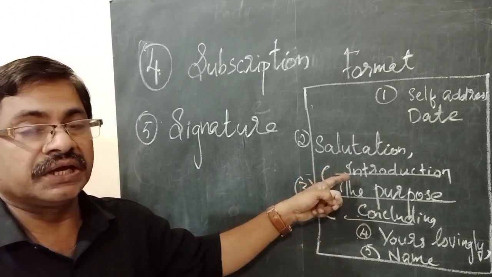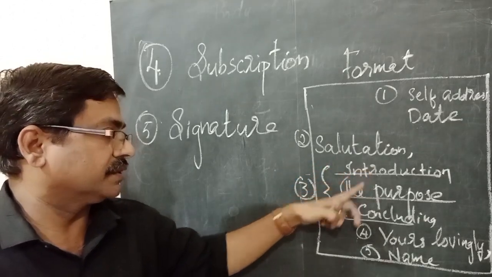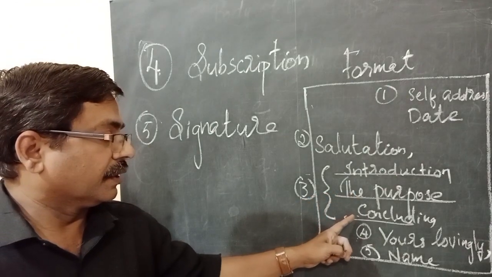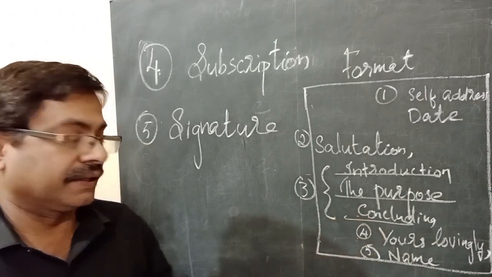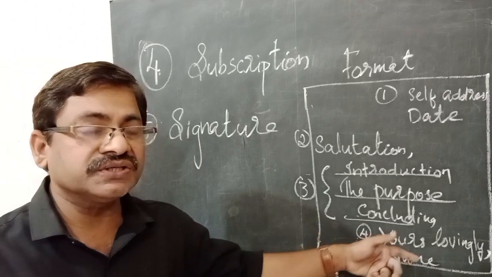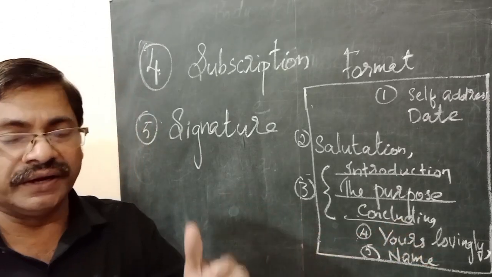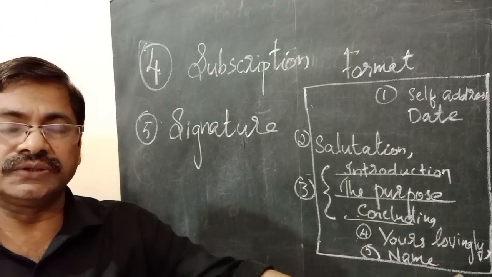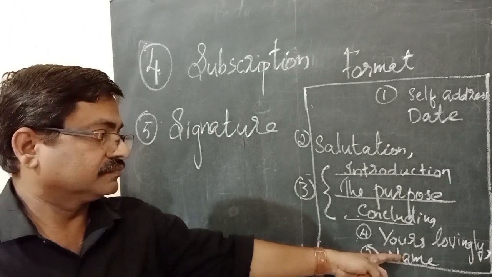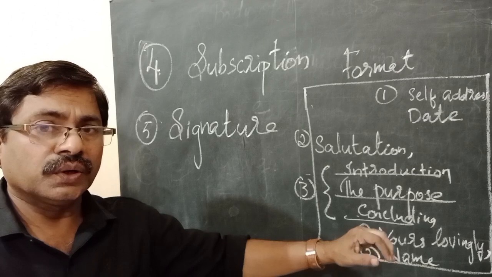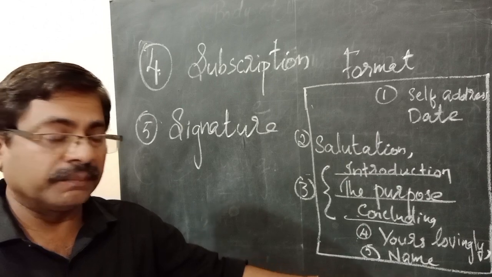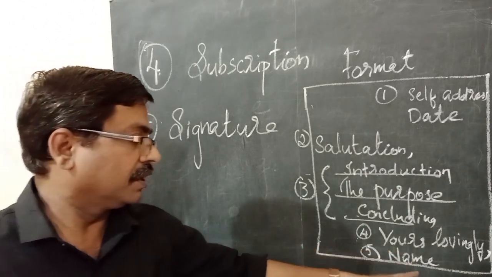Here you have to divide the body of the letter into three paragraphs. The first paragraph is an introductory paragraph or introduction. And the next one is the purpose. And the third paragraph is a concluding paragraph. And then comes the fourth part, subscription: yours lovingly, otherwise your loving, plus whatever is needed. And signature or name should be placed here. And no full stop should be placed after your name. Normally, we will not use any kind of full stop after the name.